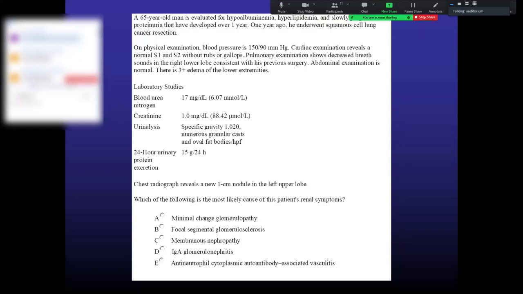Chest x-ray reveals a new nodule in the left upper lobe. Which of these is the likely diagnosis? So come on, I've basically given it to you guys. So C, yay, you guys are awake. Maybe the post-lunch sleepiness is starting to wear off finally. So yeah, this is a very classic boards question. Membranous: if you see solid tumor and nephrotic syndrome, you should really think about membranous nephropathy.